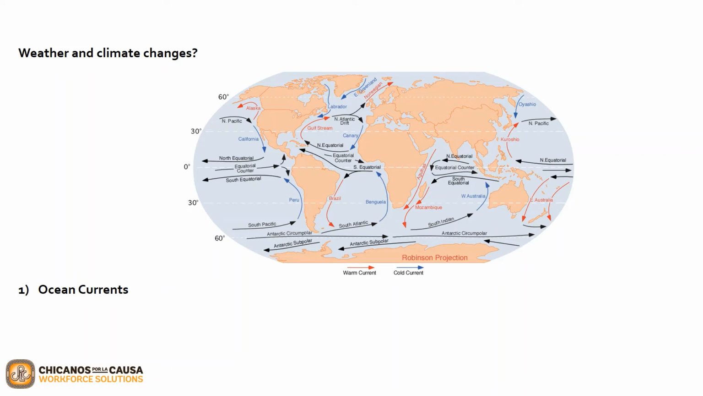Another culprit for weather and climate change is ocean currents. Ocean currents are caused by the variations of density of the water. Warm water is less dense than cold water. The ocean current helps carry the heat from the equator to the poles.